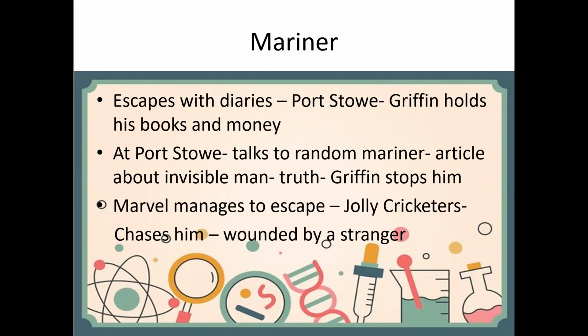In fear, Marvel enters the Jolly Cricketers pub and seeks help from a policeman who is present in the pub. Thomas locks himself in a prison to safeguard himself. However, in the meantime, Griffin is shot by a stranger who is present in the pub. Griffin becomes uncontrollable and tries to dominate others excessively as the novel progresses.